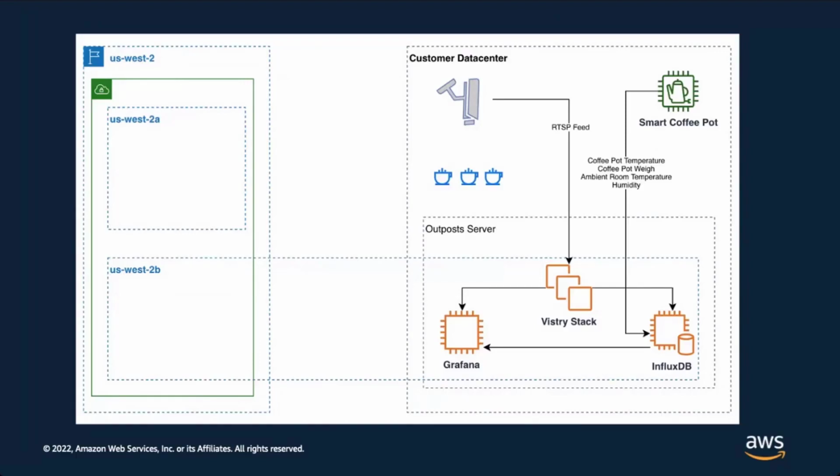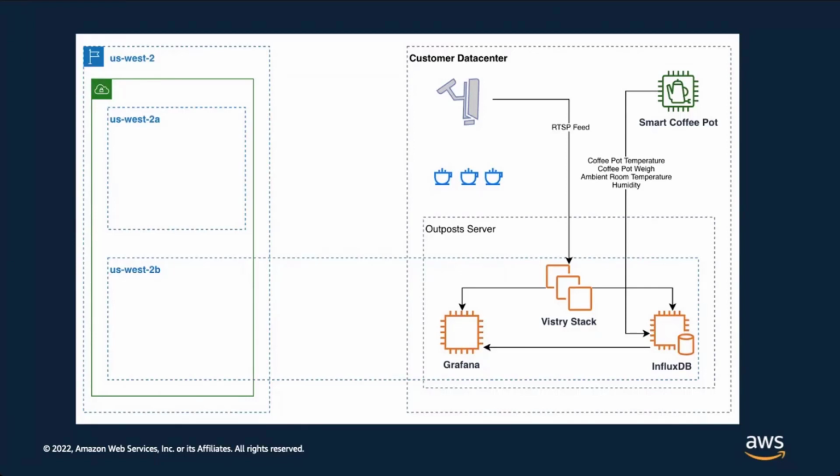So in the Grafana dashboard, you're seeing, as you saw, the camera feed, you're seeing all the different types of information that the Vistry stack is pulling from that camera feed and overlaying on top of it, as well as all the metrics in a time series fashion for the coffee pot.